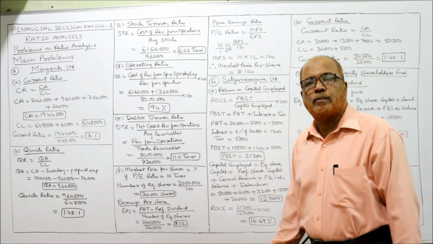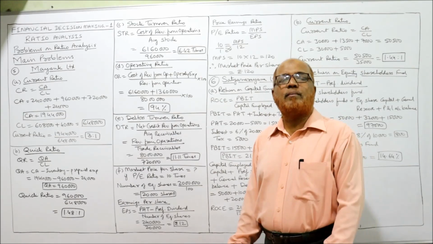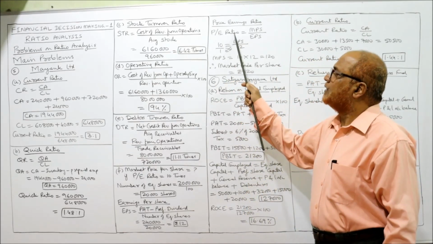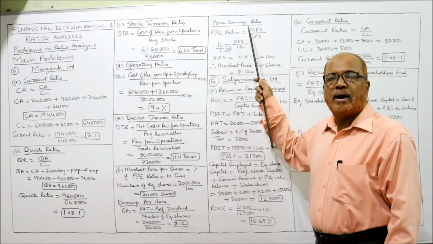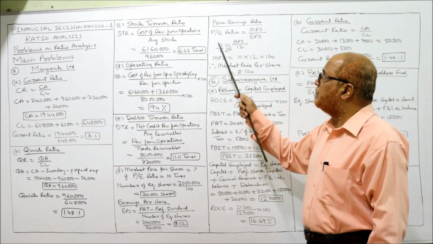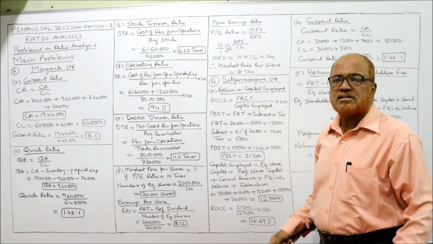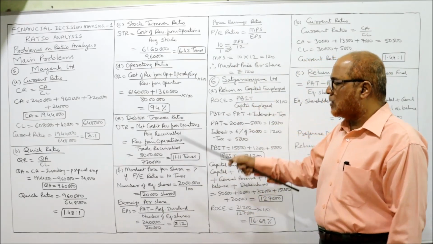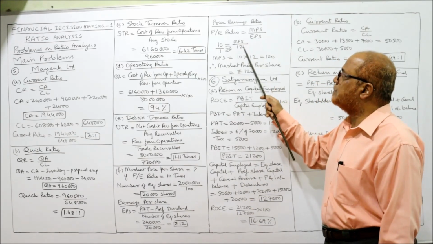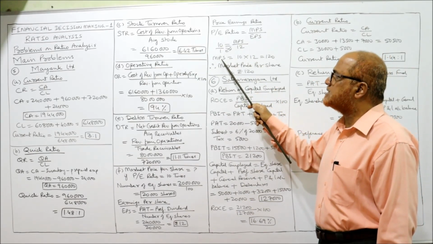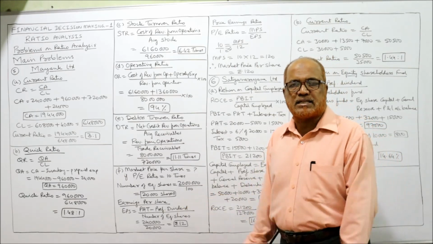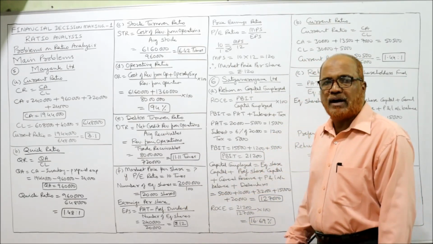Finally, we need market price per share. We apply the formula for PE ratio. The formula is market price per share divided by earnings per share, so PE ratio is MPS by EPS. The PE ratio is given in the problem as 10 times, so in place of PE, I am writing 10. MPS we don't have; we have to find out. And EPS we have just calculated, 12 rupees. So substitute 12 rupees in place of EPS. Now cross multiply. MPS into 1 is MPS, 10 into 12 is 120. So we got market price per share 120 rupees. That's it. This is the end of problem number 5.